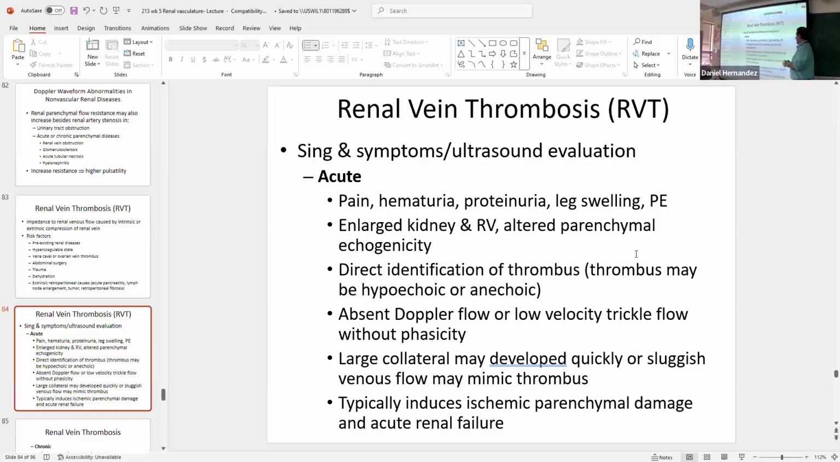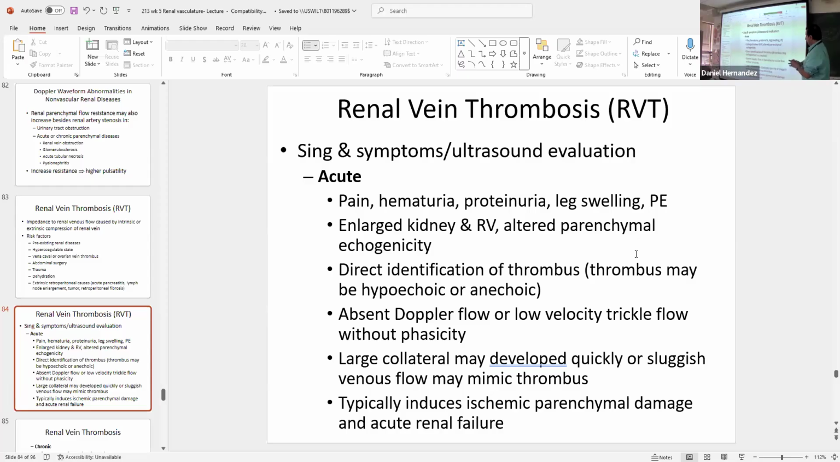The parenchyma becomes altered, so it becomes enlarged, it looks very spongy. It becomes more hypoechoic, so it becomes a little bit darker. So direct identification of the thrombus may be hypoechoic. As that thrombus becomes more fibrotic, it can start to become brighter or echogenic, but in that acute stage, the kidney becomes large. It looks very spongy in appearance, becomes more hypoechoic, a little bit darker.